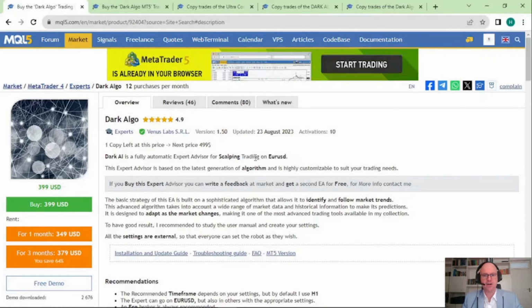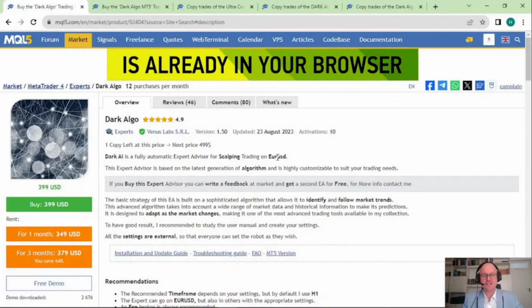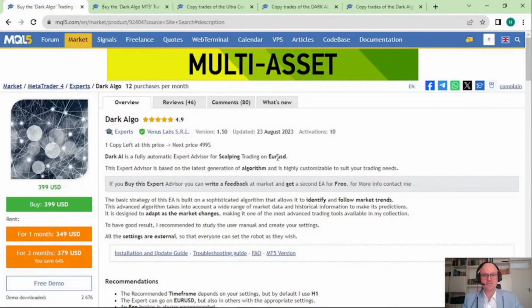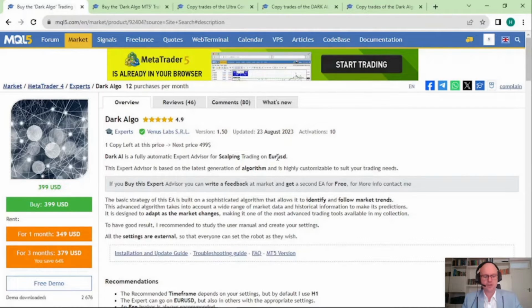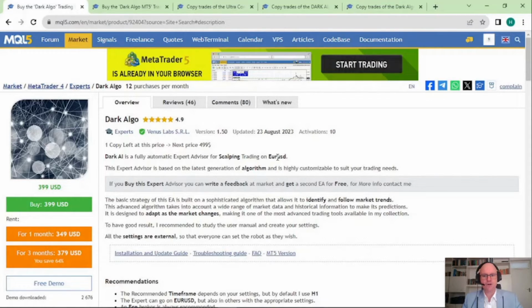The bot was originally known as Dark AI, and it's a fully automatic expert advisor for scalping trading on the EURUSD currency pair. The expert advisor is based on the latest generation of algorithms, including machine learning and neural networks, and because of this, it's able to get a very high win rate.